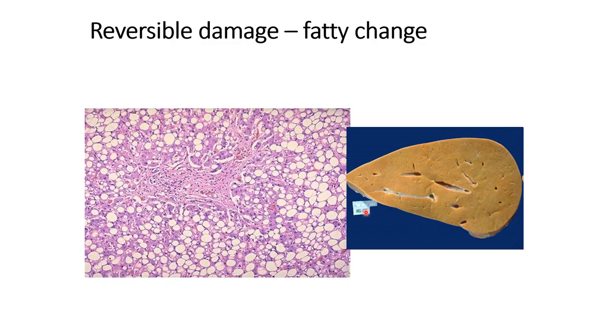What does fatty change mean? It means there is deposition of fat droplets, which you can see here, white in color, inside the hepatocytes, inside the liver cells. This is a microscopic picture and this is a macroscopic picture, a section from the liver, and as you can see here, it is yellow in color as a result of the deposition of fat, greasy material. So this is macroscopic and this is microscopic.